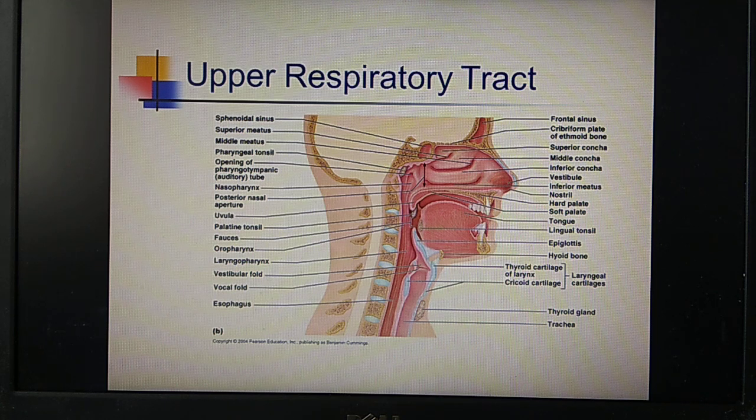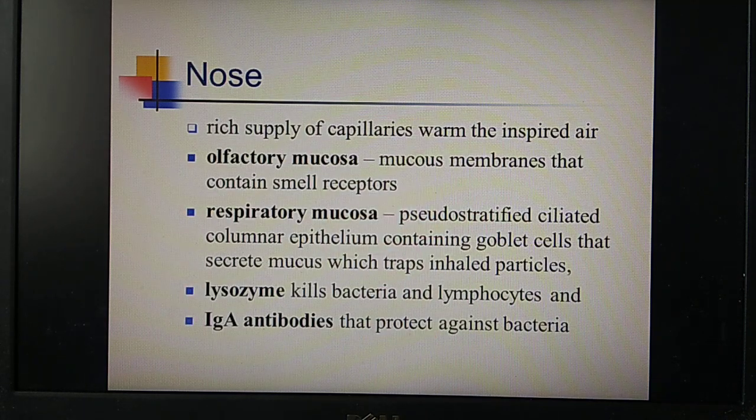I have told you some 4-5 parts, so you can write the 4-5 parts for the upper respiratory tract. And coming to the nose, which is richly supplied with capillaries, this warms up the inspired air.